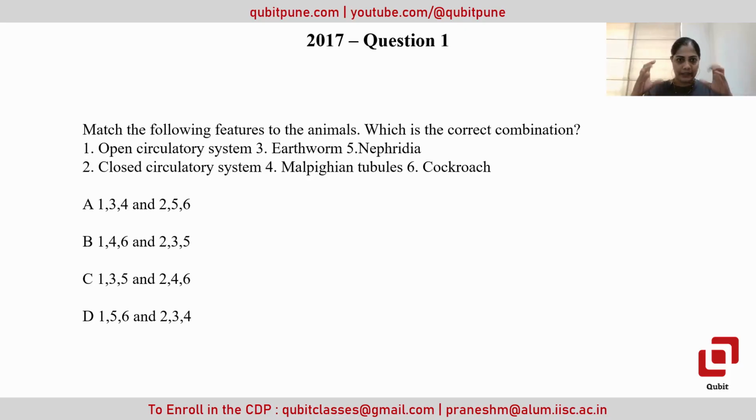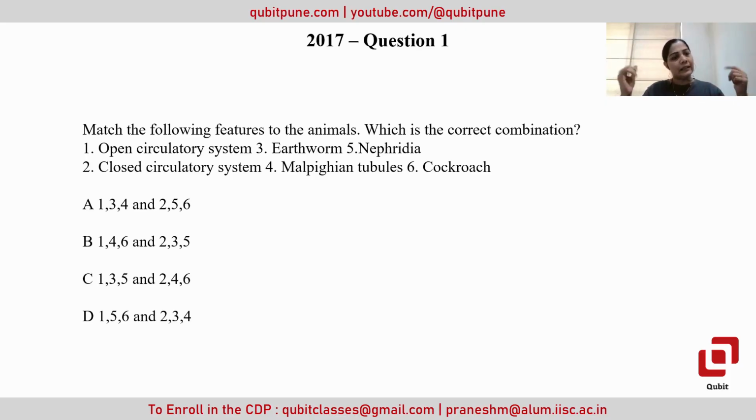So one we have to consider the system of the earthworm and another is the system of the cockroach. So two circulatory systems, one is open and another is closed. Open circulatory system means the heart pumps the blood and it is directly transferred to the organs whenever required. There are no capillaries or other connective vessels, so that is what we call the open circulatory system.